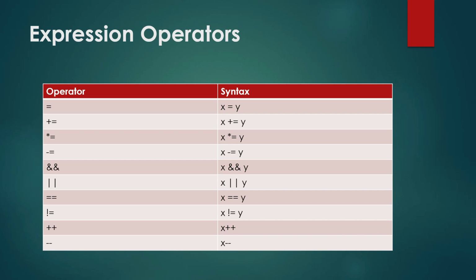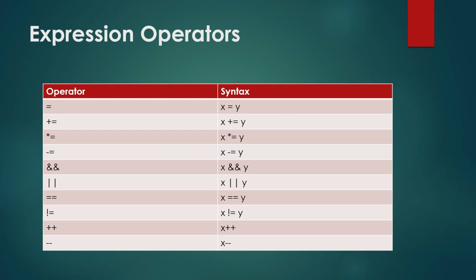The OR operator. The syntax is x || y. This will compare x and y, and x and y should be boolean. If any of x and y is returning true, then this expression will return true, and if both the values are false, then it will return false.